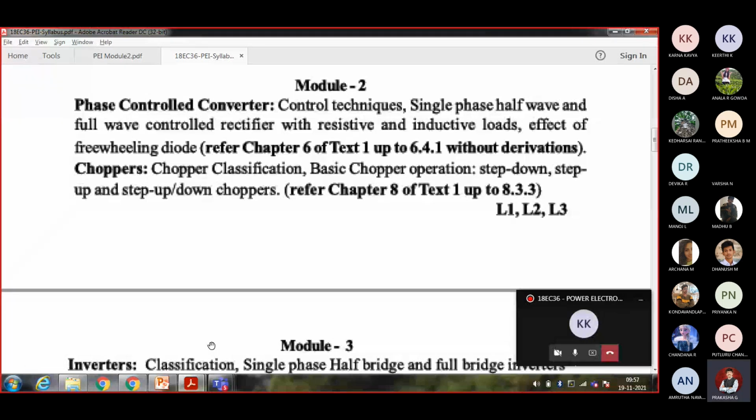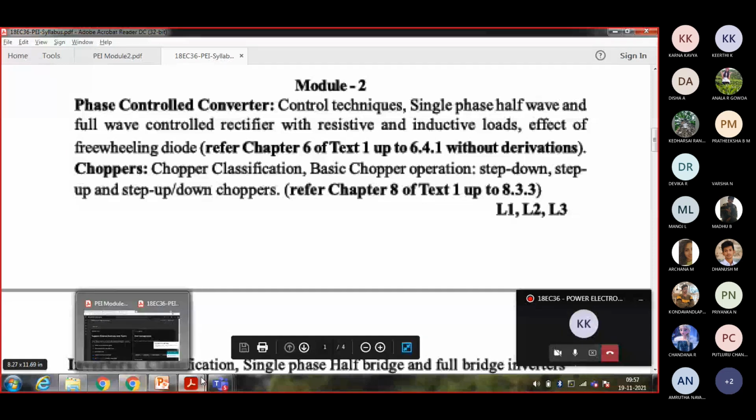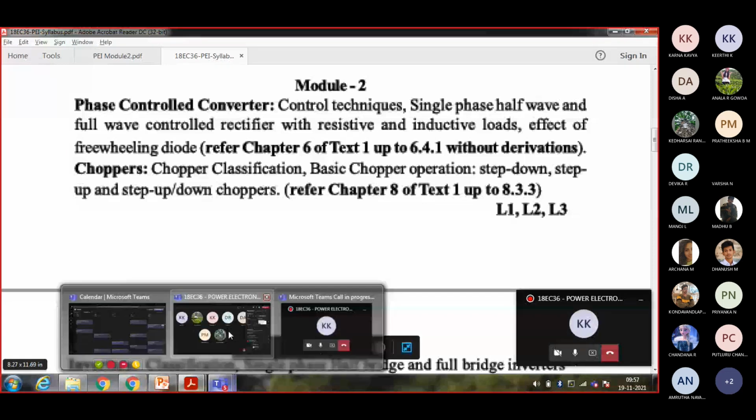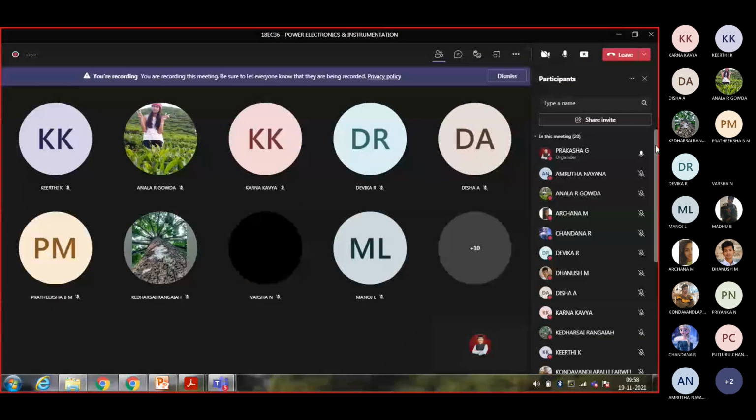It's because people are joining. Some issue with S10s for many people. I'm just checking it out. Yeah, good number of people are there. Let them come. Just one second.